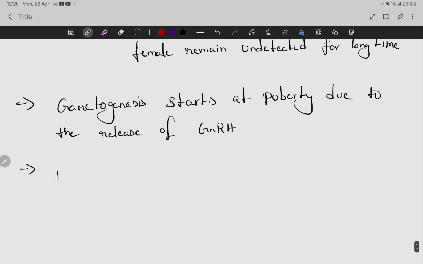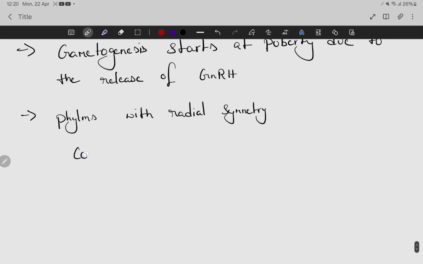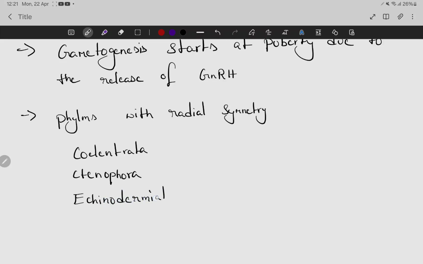The phyla with radial symmetry: Coelenterata, Ctenophora, Echinodermata, adult form.